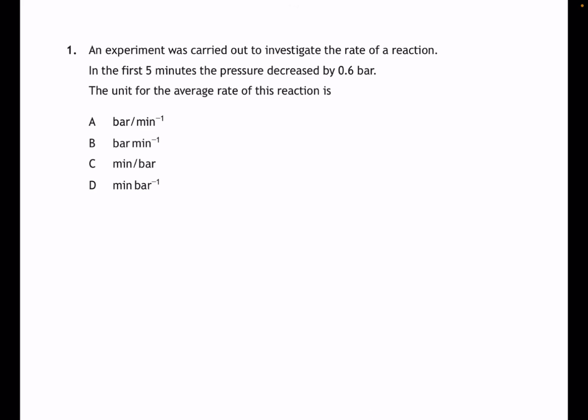Today we're going to look at the National 5 2024 multiple choice questions. Question 1. An experiment was carried out to investigate the rate of a reaction. In the first 5 minutes, the pressure decreased by 0.6 bar. The unit for the average rate of this reaction is what?